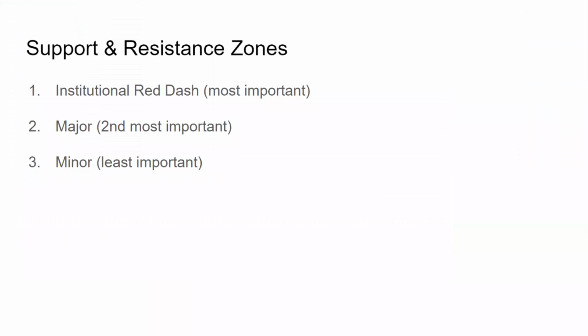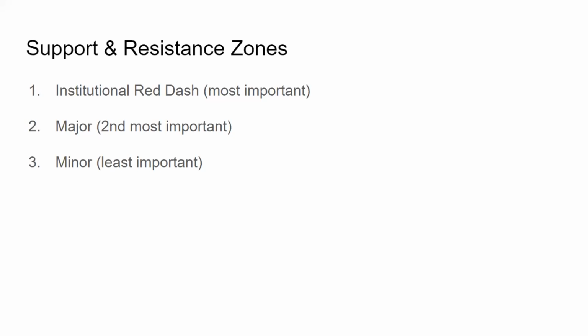All right, then the next indicator is the support and resistance zones. Now there are 3 zones on the power indicators. The institutional red dash is the most important of the zones. Then there are the major zones, and then the minor zones, which are the least important.